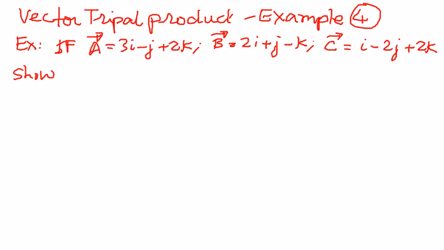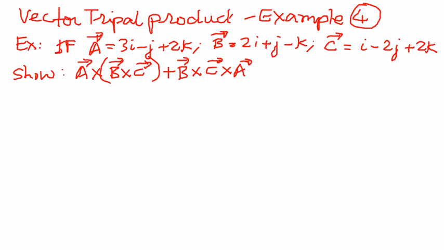We want to show that vector A cross (vector B cross C) plus vector B cross (vector C cross A) plus vector C cross (vector A cross B). When we add up all of these, that value should be equal to 0. Okay, so we'll take one at a time and then we'll see how we can prove this.